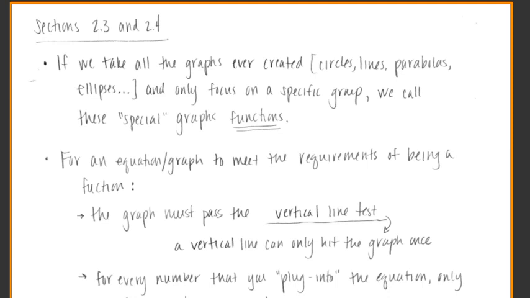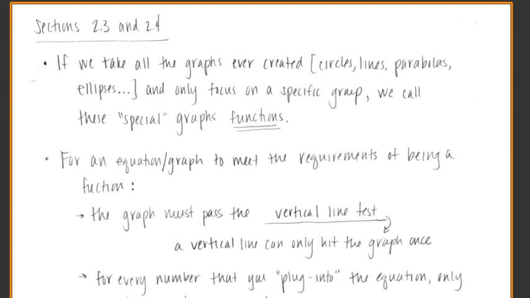Or if you think about another concept, we learned about parallel lines, or two lines that have the same slope. Perpendicular lines are two lines that have slopes that are opposite reciprocal. Vertical lines are equations that have only the x variable in them, and they always have undefined slope. Horizontal lines are equations that only have the y variable in them, and they always have a slope of 0.